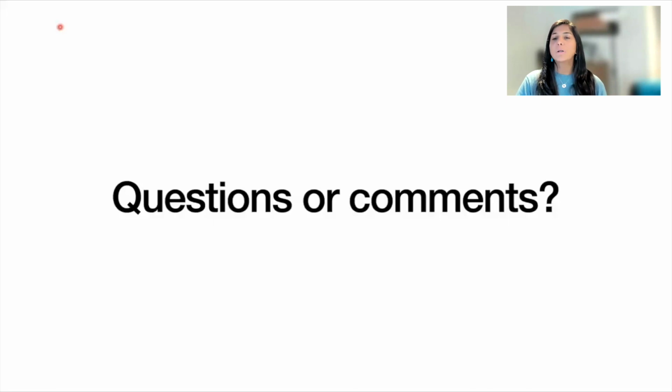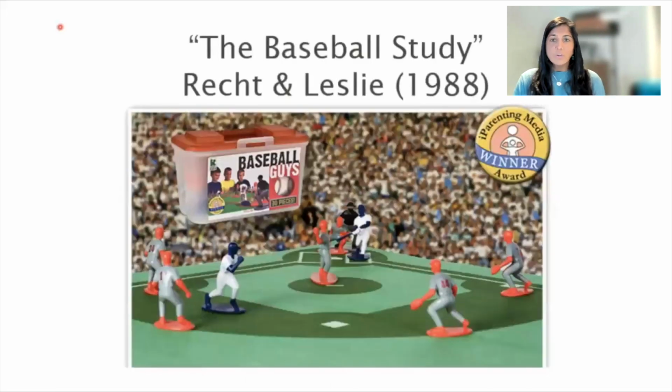Now we want to tell you about a classic research paper that illustrates the importance of prior knowledge. Some of you have already heard of it, and it won't hurt to go through it again. I think it's quite exciting research. It's called the baseball study. So I'm going to walk you through that particular study really briefly. The baseball study by Recht and Leslie from 1988 does a really great job of illustrating the central role played by prior knowledge in learning.